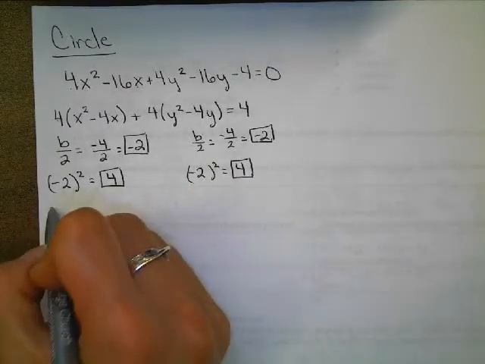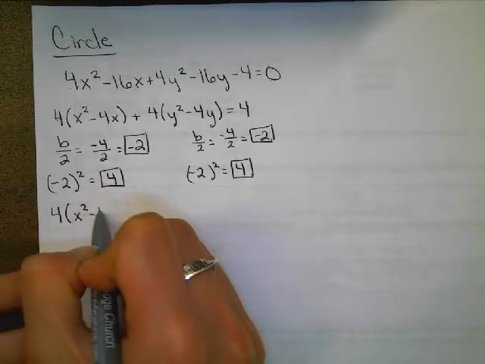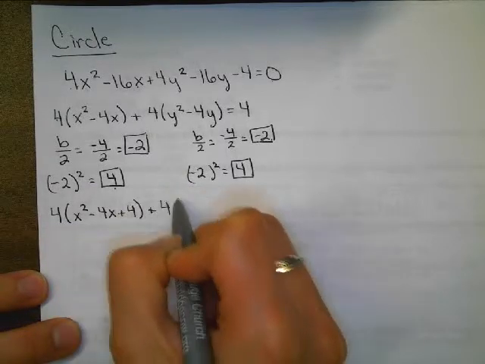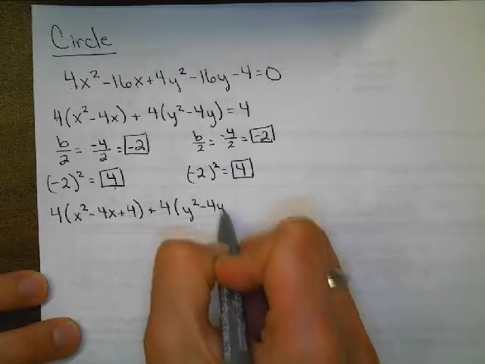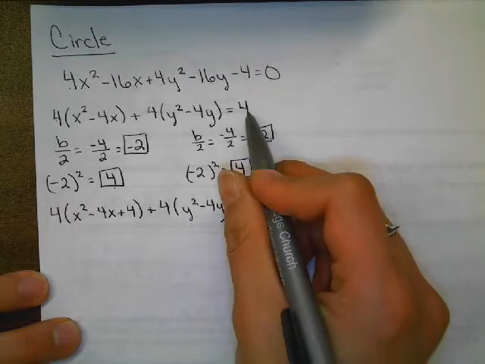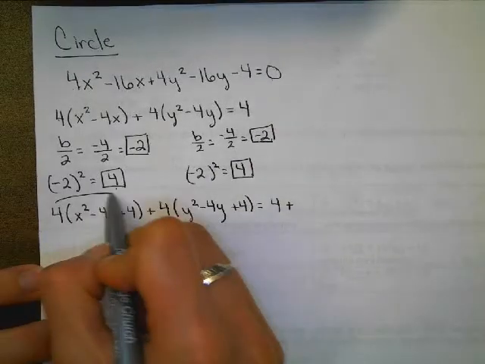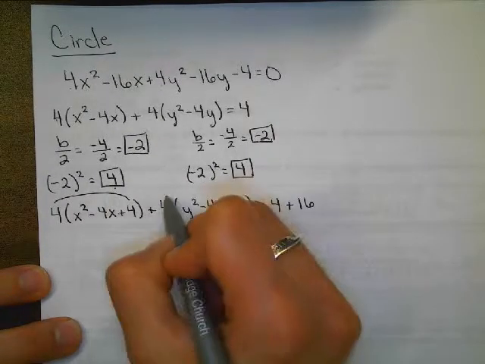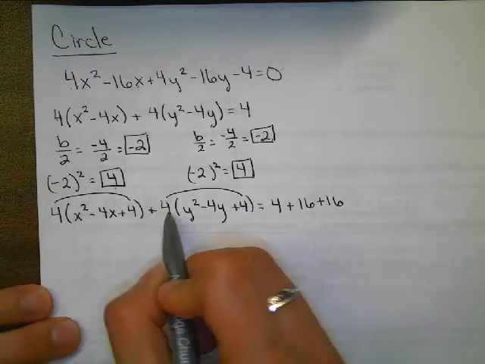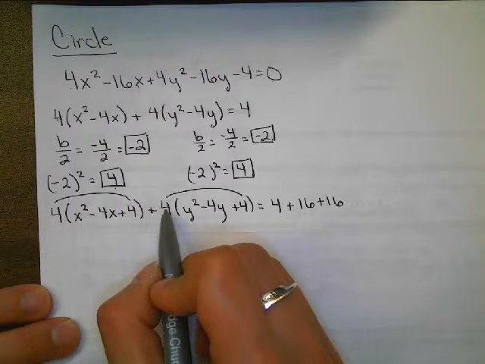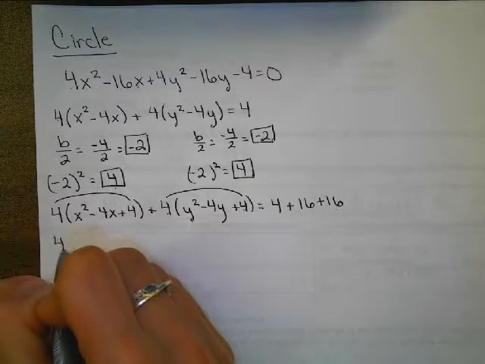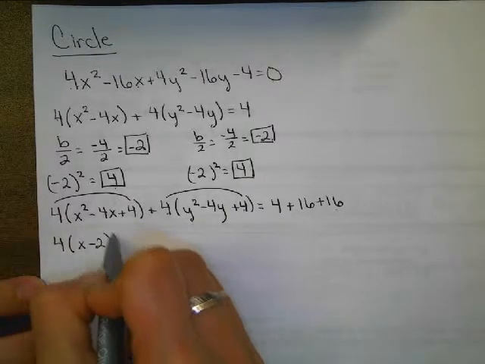Alright. Now I have 4 times x squared minus 4x plus 4, plus 4 times y squared minus 4y plus 4 again. That equals 4 plus, now I have to distribute this, 16 plus another 16, because you have to distribute. Since you factored out this 4, what you're actually putting back is 4 times 4, which is 16. Alright, now if I simplify, I get this.